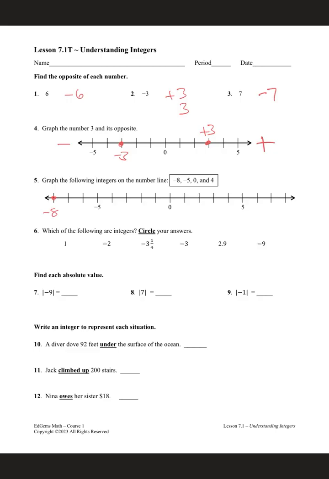Then we've got -5. That's already indicated for us, kind of easy. And then we've got 0, which is right there. And last but definitely not least, we've got 4. So 4 to the right, so in a positive direction.